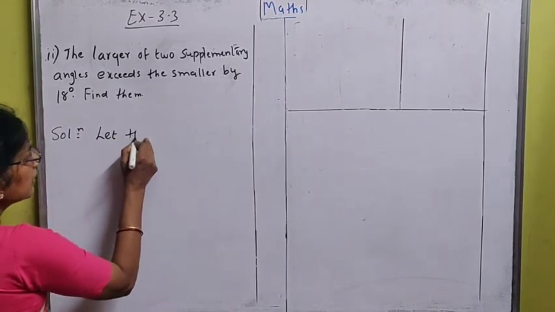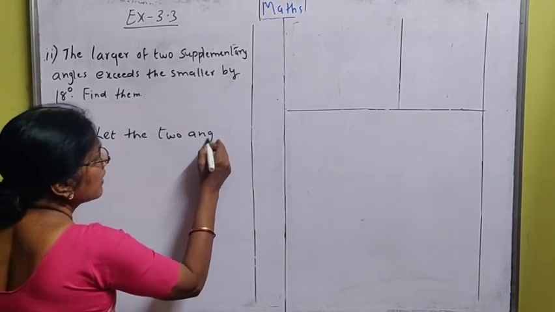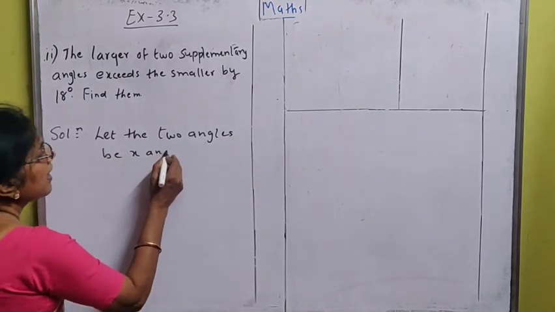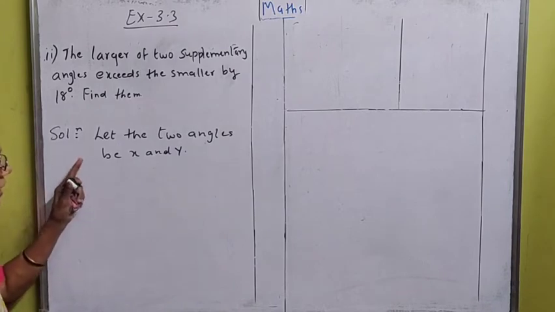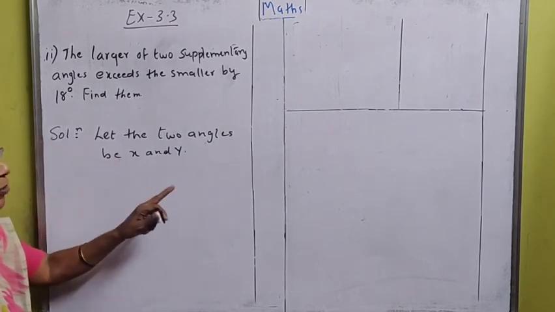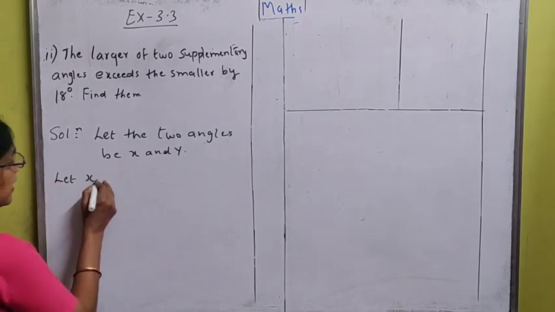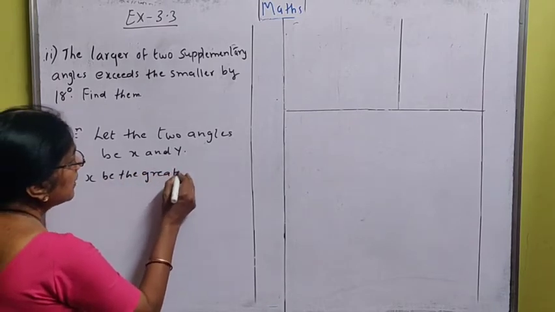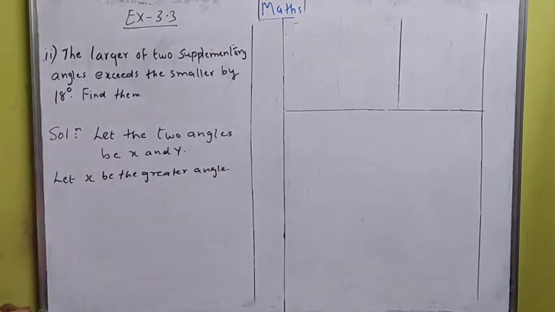Let the two angles be x and y. Second thing, we have to see which is the greater angle and which is the smaller angle. Let x be the greater angle. So naturally y will become the smaller angle.